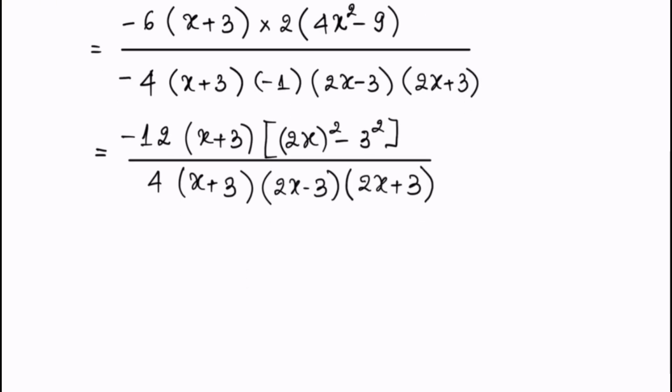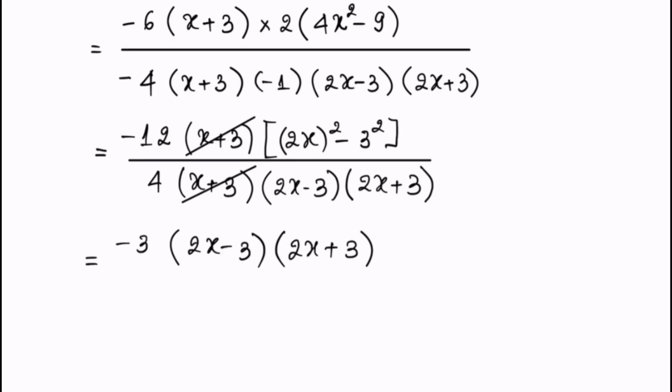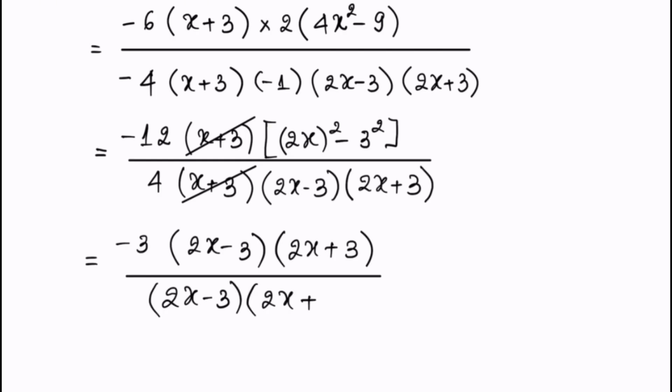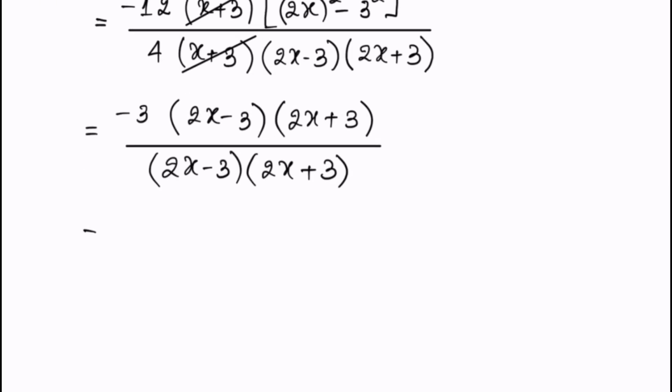Negative 12 simplified with 4 is equal to negative 3. And then this factor, x plus 3, cancels out, simplifying with each other. For this factor here, we have 2x minus 3 factor with 2x plus 3 over 2x minus 3, 2x plus 3, and then we can cancel out again, and then we will get negative 3 as the answer. Therefore, a is equal to negative 3.